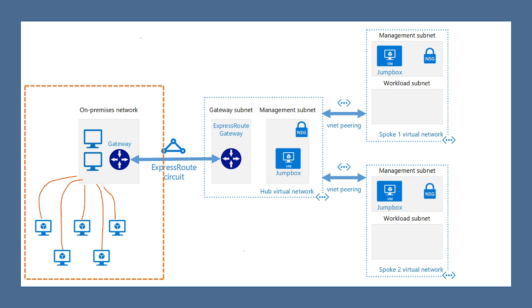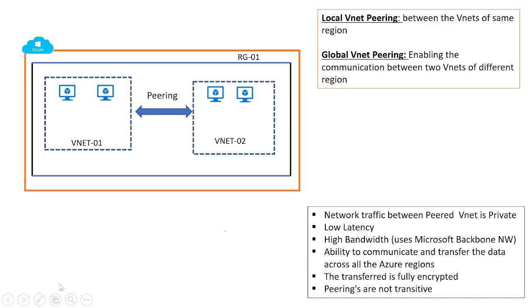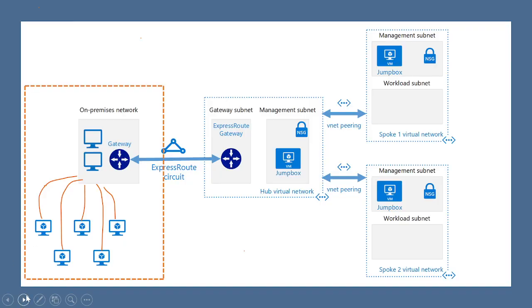Now you can imagine, this is my office location, Bangalore. I have 10 servers on-premises, and I have connectivity to my Azure network. How is the connectivity there? The connectivity is via ExpressRoute. This is ExpressRoute.